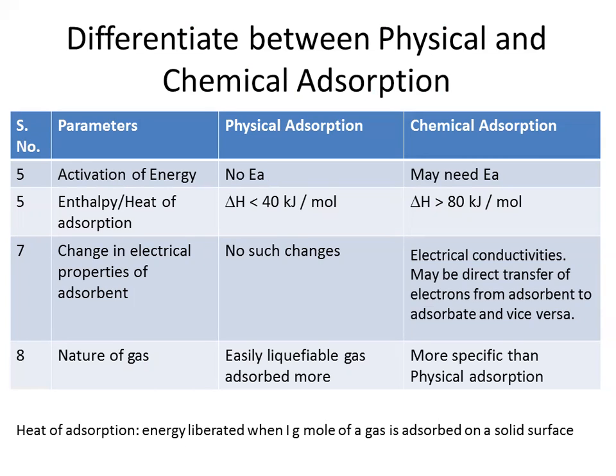Seventh one is the change in electrical properties of the adsorbent, and here again, at first look there are no such changes, but in case of chemical adsorption, it is showing electrical conductivity, maybe the direct transfer of electrons from the adsorbent to the adsorbate or from the adsorbate to the adsorbent. And why are there no such changes in case of physical adsorption?